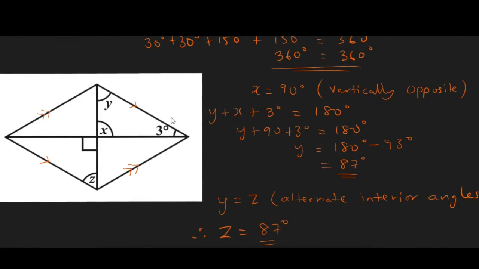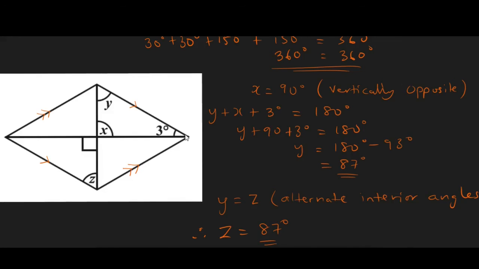In this example, we will have to apply other angle properties learned from previous lessons. Firstly, we identify the object as a parallelogram by the two pairs of parallel sides. Looking carefully at the parallelogram, we see that angle X is 90 degrees because it is vertically opposite to this 90-degree angle at this intersection point. Then we can compute for angle Y, which can be found by summing these three angles to 180 degrees. So solving for Y, we get 87 degrees.